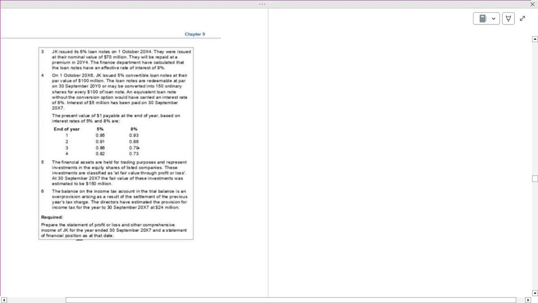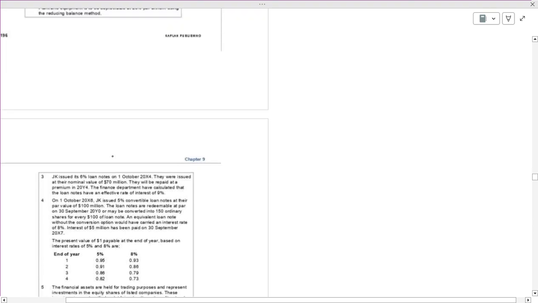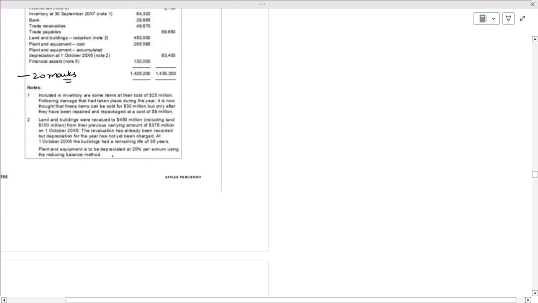The moment you go on, every chapter will have this from now onwards. The moment you are going to foreign currency, they will add the previous ones as well as the new ones. Now, first when you are doing this, you should know what you have to prepare. We have to prepare the profit and loss account, other comprehensive income, as well as the statement of financial position. Fine.